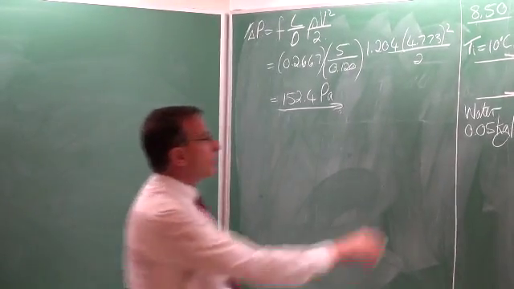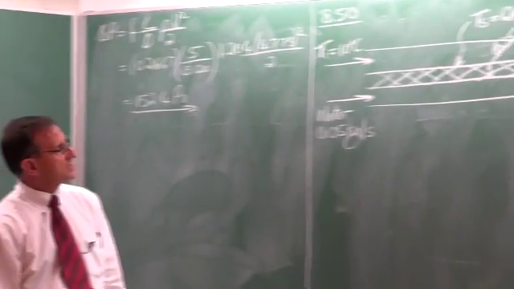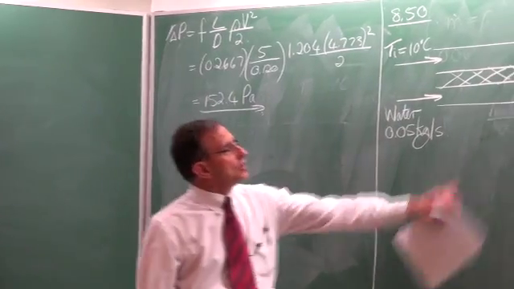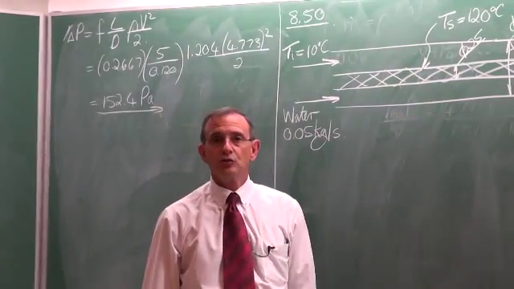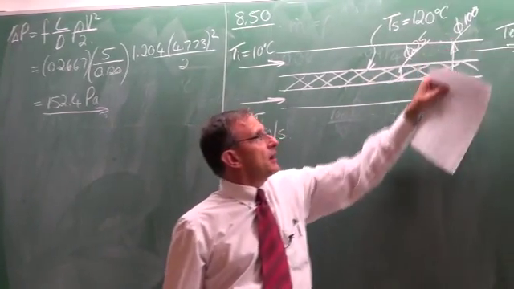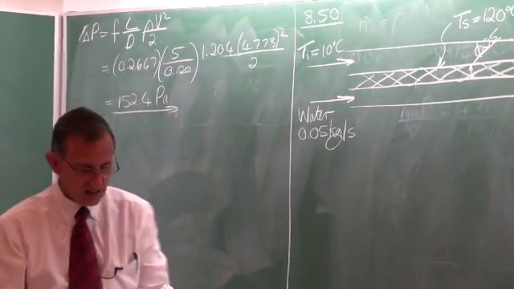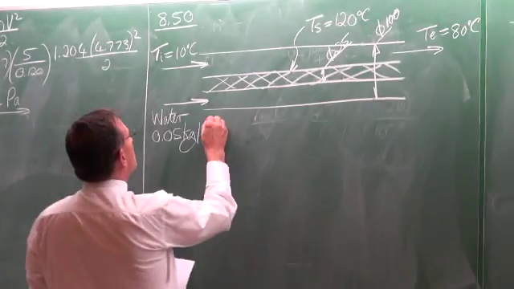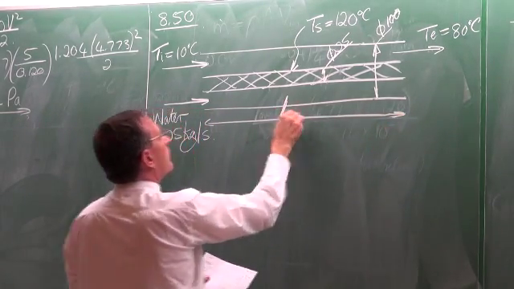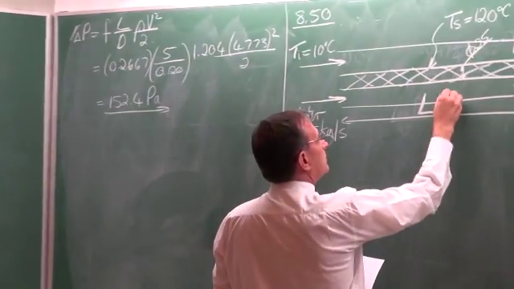Okay, so water flowing through an annulus, inlet temperature 10 degrees Celsius, mass flow rate 0.05 kilograms per second, surface temperature is maintained at 120 degrees Celsius. This diameter is 25 millimeters, and that diameter is 100 millimeters, outlet temperature must be 80 degrees Celsius, and they ask us to determine the length of the tube. So the length of the tube is what must be determined.